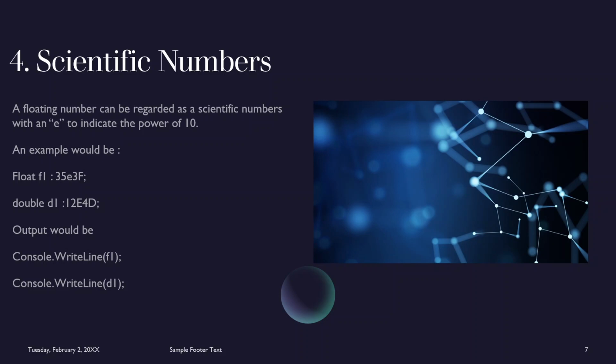Scientific numbers. A floating point can be regarded as a scientific number with an e to indicate the power of 10. An example would be float f1 = 35e3f, so 35 to the power of 10 to the 3, f. Double d1 = 12e4d. So you see it indicates the power of 10. In this case, capital letter E works the same as small letter e. The output here will be Console.WriteLine(f1) and Console.WriteLine(d1). You will see the C# snippets whenever I show you on my next video how to use scientific numbers in code.